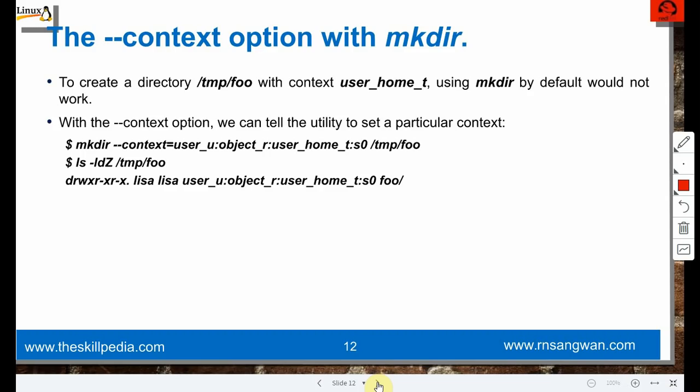So create a directory temp foo with context user_home_t, using mkdir. The default will not work. Therefore, you need to use the --context option. With --context, we can tell the utility to set a particular context on the given directory. So that's how this is done.